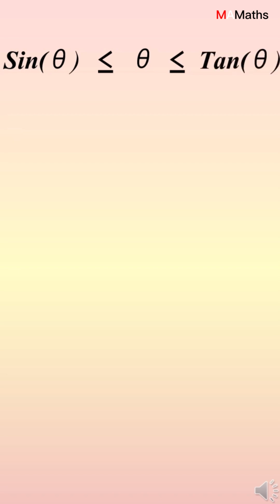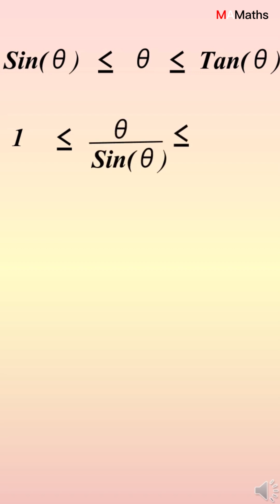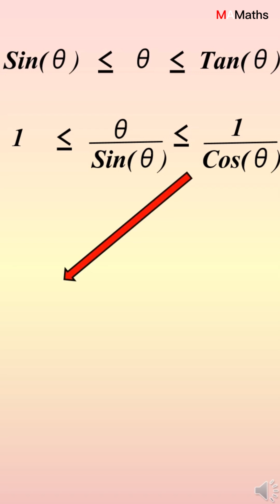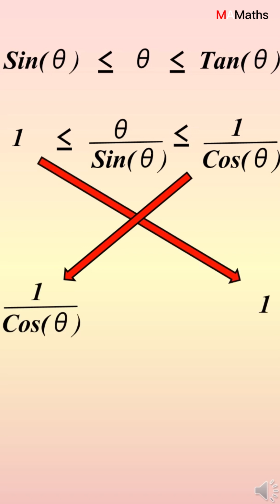Now let's divide through by sine theta. That gives us 1 is less than or equal to theta over sine theta, which is less than or equal to 1 over cos theta, because tan theta is sine theta over cos theta. So dividing by sine gives us 1 over cos theta. Let's switch that inequality around. So we'll take the right-hand term and put it on the left, and the left-hand term put it on the right. So that means we're effectively reading that inequality backwards now. So the inequality signs change. So we have 1 over cos theta is greater than or equal to theta over sine theta, which is greater than or equal to 1.